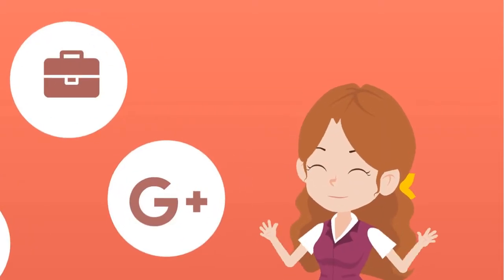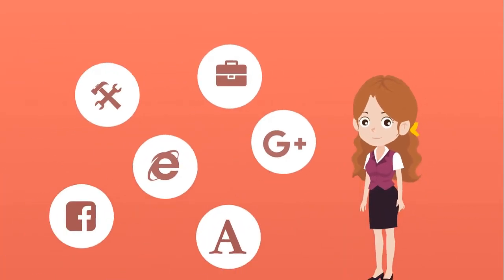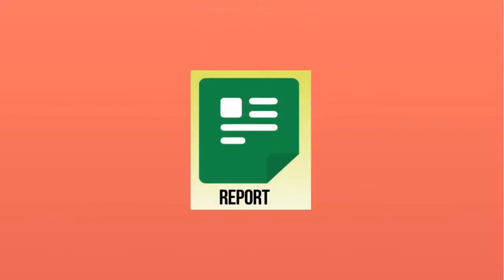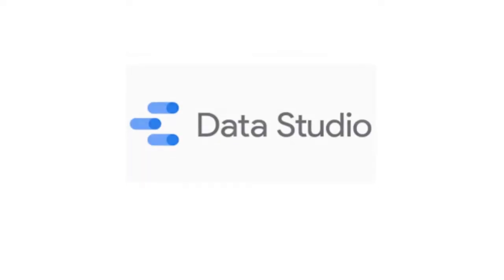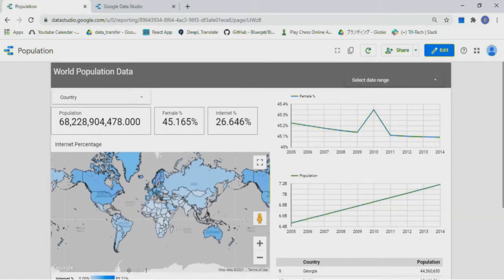Data Studio is a free tool from Google that allows you to connect and pull different data sources, like Google Analytics, Google Sheets, Facebook and many more, and then easily create visual reports that can be shared with your clients, stakeholders and your team members. In this video we will see many features of Data Studio, as we make this World Population Report.